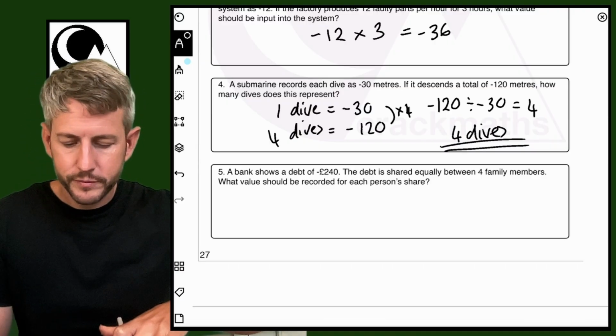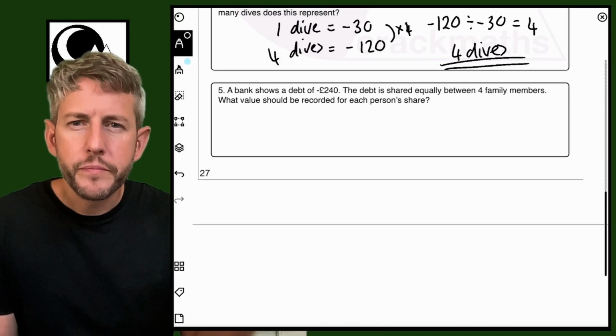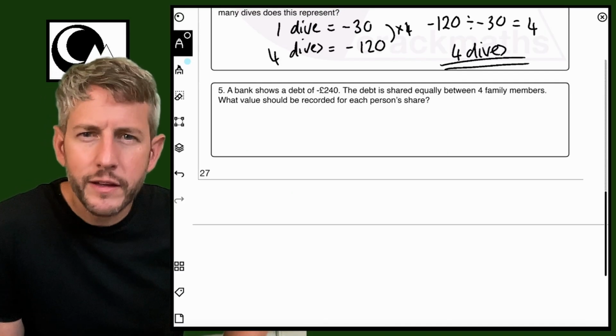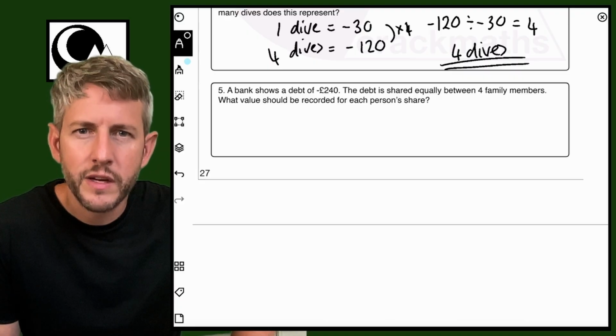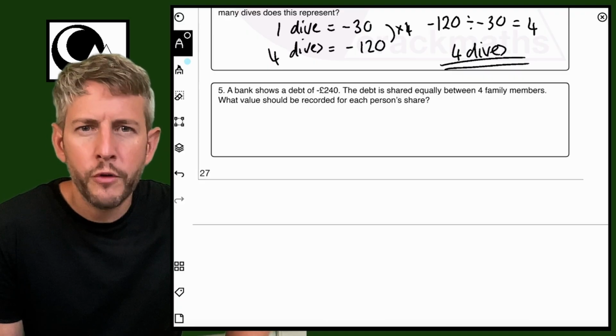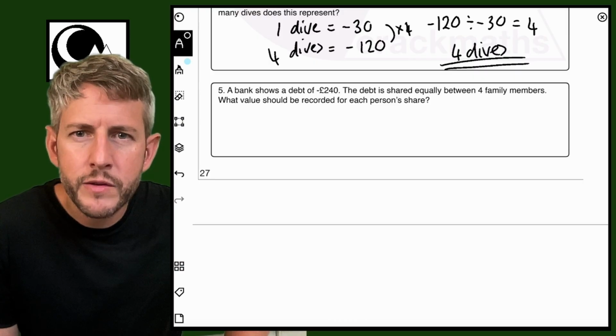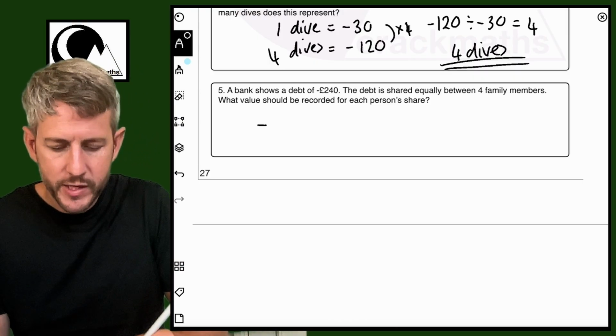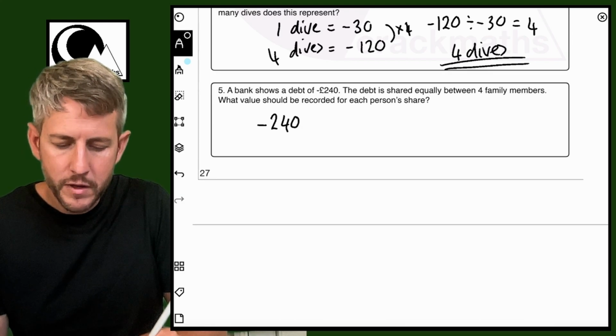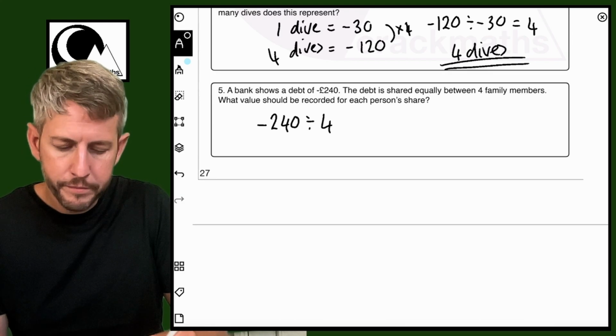Okay, right. Question 5. Question 5 says, a bank shows a debt of -£240. The debt is shared equally between 4 family members. What value should be recorded for each person's share? So what we're looking at here is -240 divided by 4.